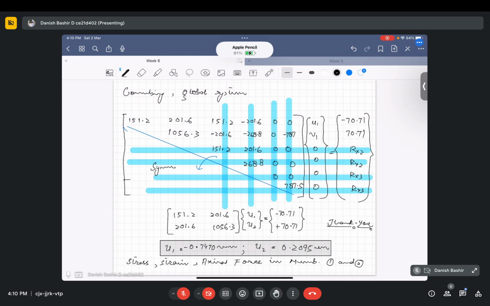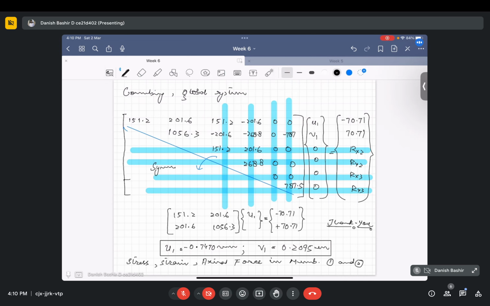Hello. Yeah. This solution is U1 and V1 should be there, no? Not the U1 and U2. Yeah, sorry. Thank you so much. This is U1 and V1. Exactly, U1 and V1. That is global displacement at node 1 along X and Y. Thank you so much.